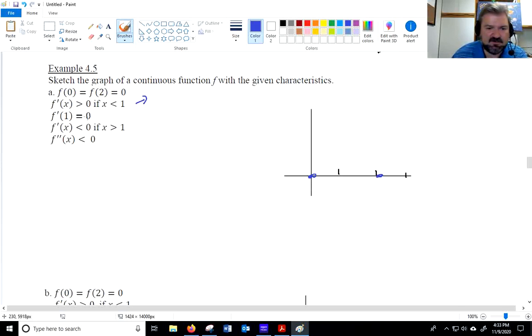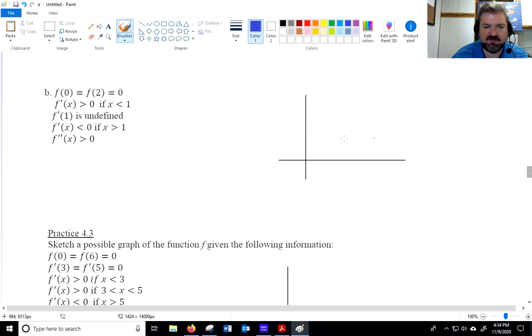We're definitely increasing. What about the concavity, though? Well, it says that we're concave down all the time. We're going to increase up until we get to x equals 1, where we're going to be flat. Then it says that the first derivative is negative if we're bigger than 1. So we must come down here like so. See if you can do one.